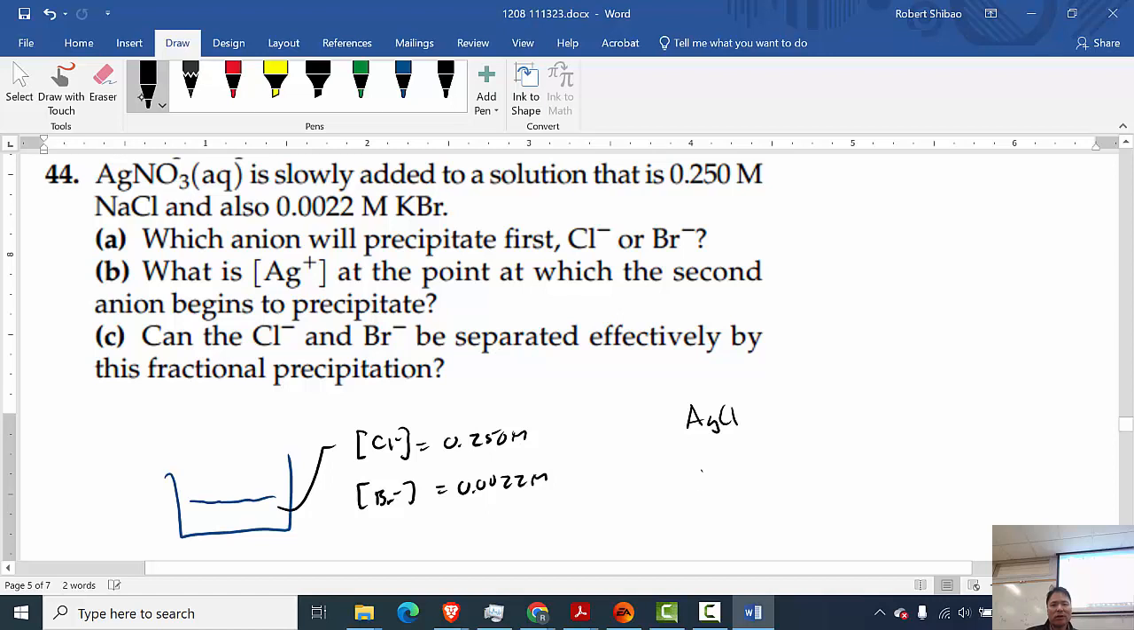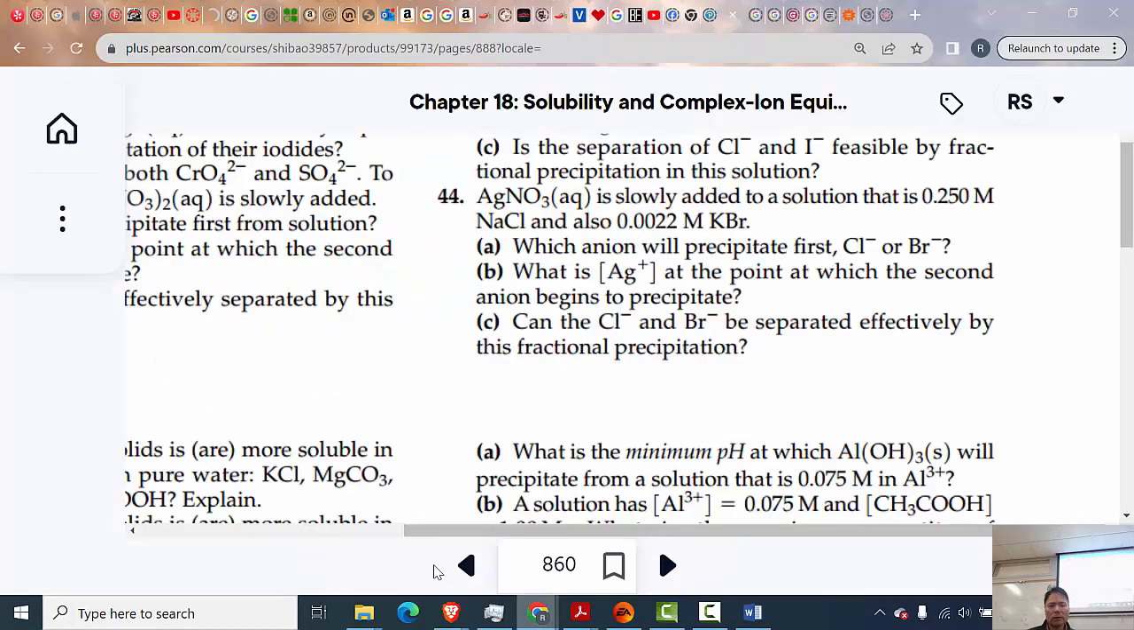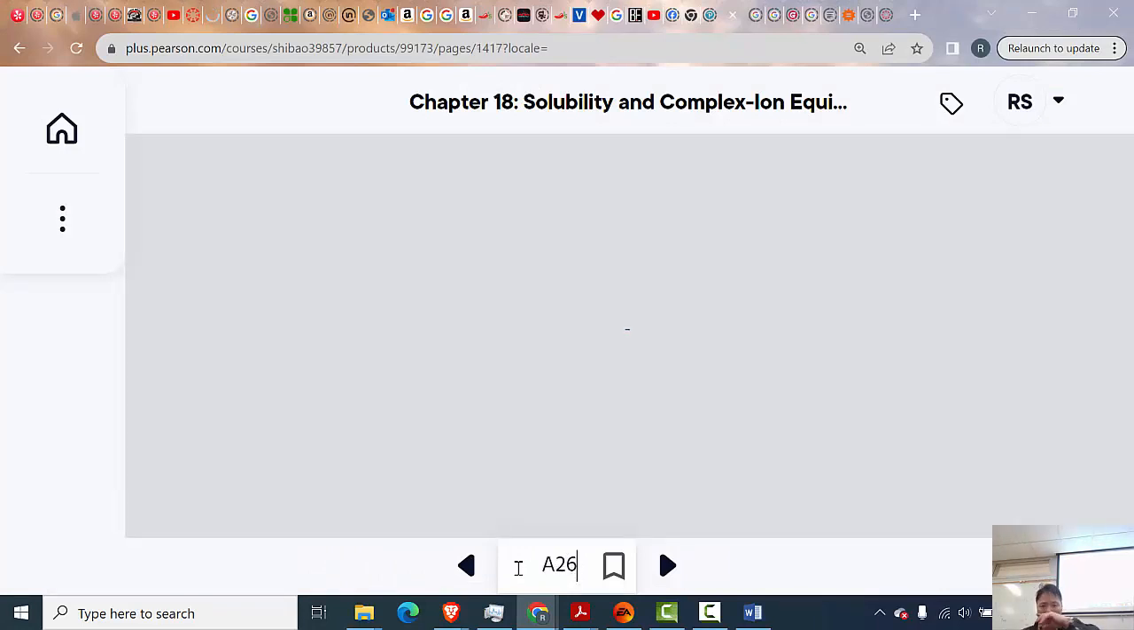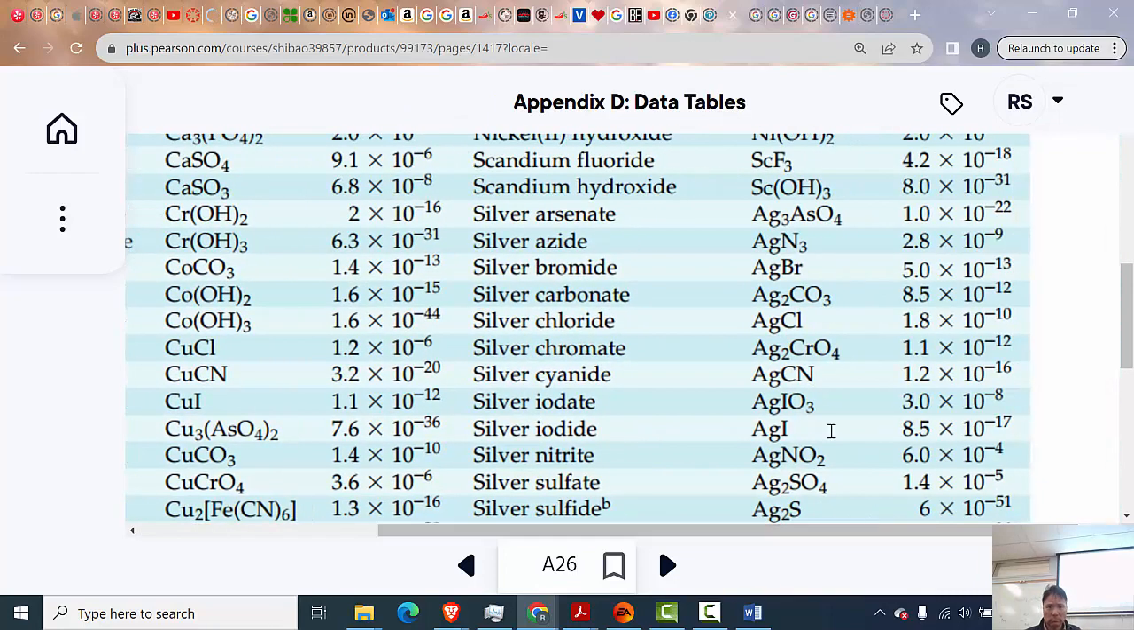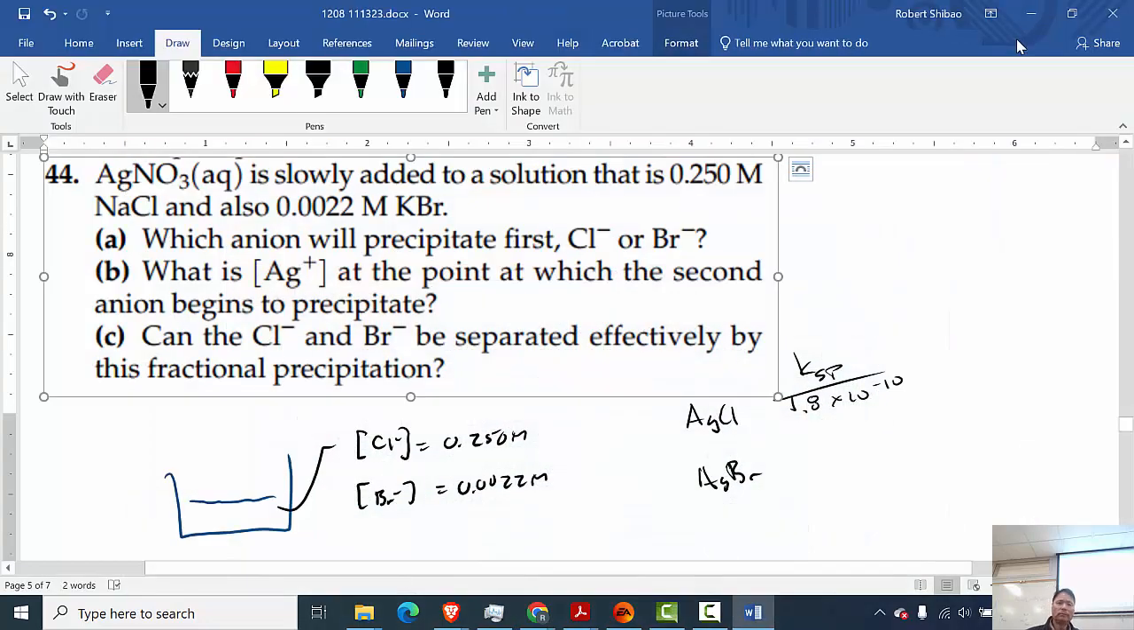But what we want to do is precipitate out silver chloride and silver bromide, or one or the other. And what we'll do is take a look at the KSP values here. The KSP for silver chloride is 1.8 times 10 to the minus 10. The KSP for silver bromide, let's take a look at that, is 5.0 times 10 to the minus 13.